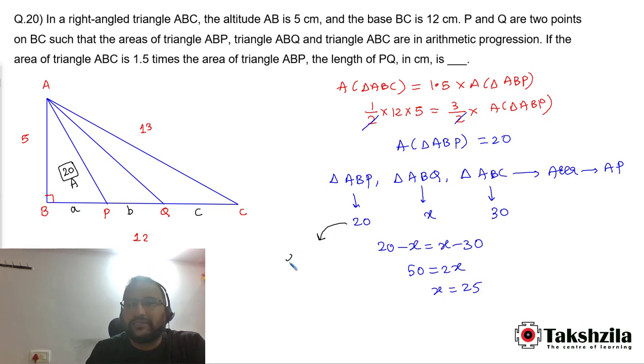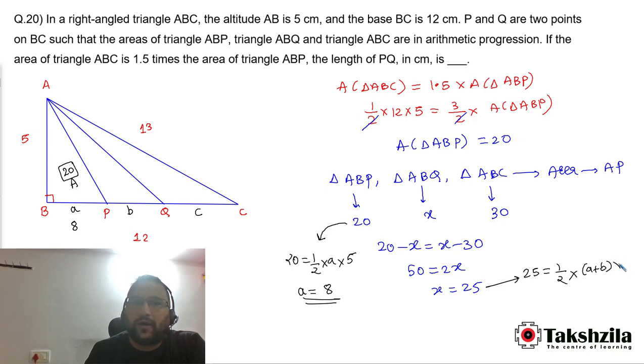From this we can say that 20 is equal to half into base small a into height 5. So the value of a comes to 8. The value of a is equal to 8. Then the area of triangle ABQ is 25. This 25 is equal to half into base a plus b into height 5. So a plus b comes to 10. The value of a is 8, so the value of b is 2. We need to find the length of PQ. The length of PQ is equal to b, that is equal to 2.